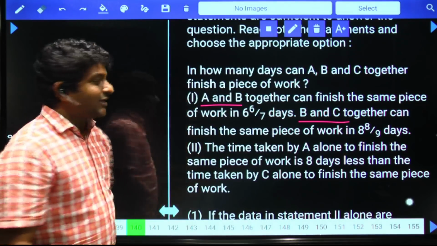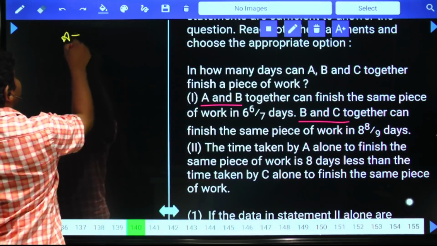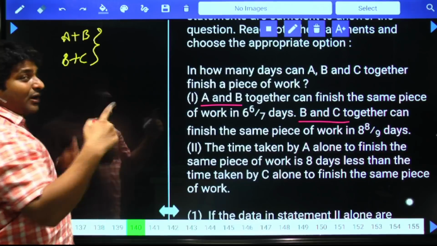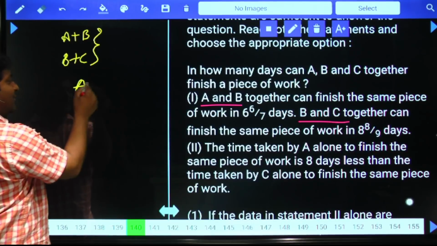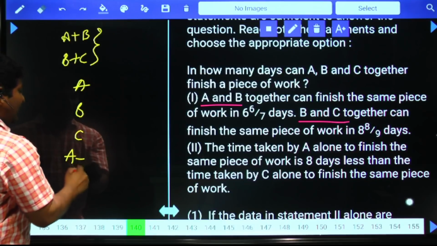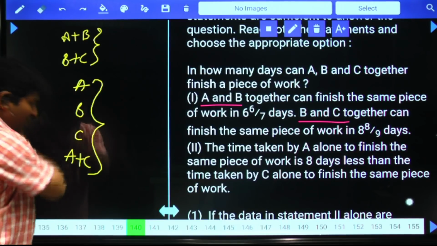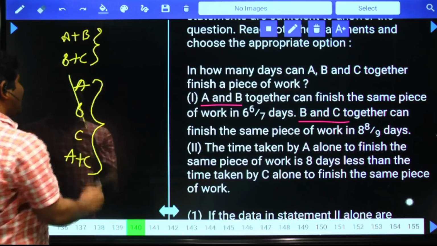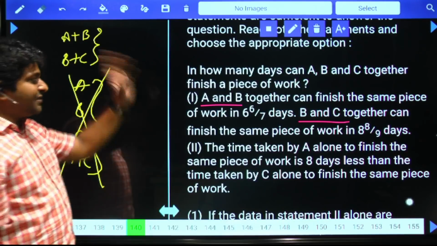Whenever we have information regarding AB and then BC, along with this you need one more thing, that is A alone or B alone or C alone or A and C. If any one of these four is known, definitely we get the answer from 1 alone. This is not there, so the answer doesn't come. 1 alone is not sufficient.